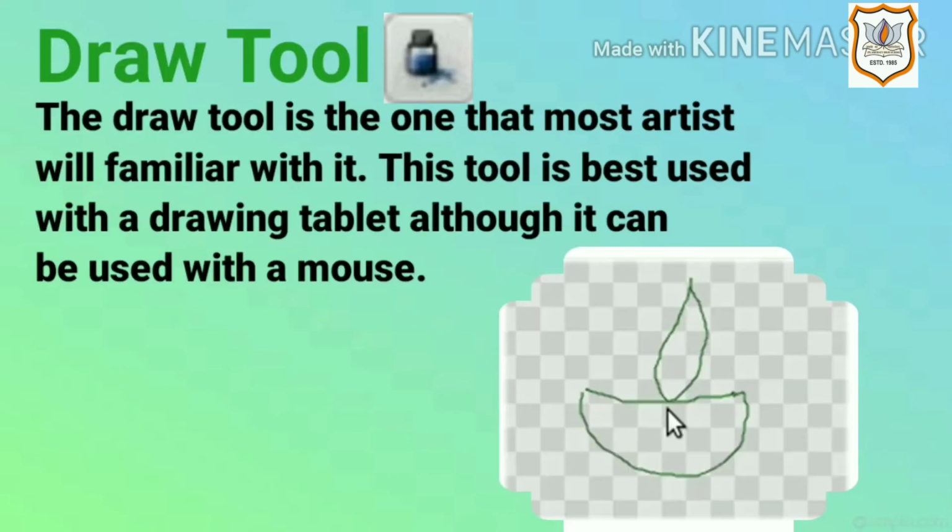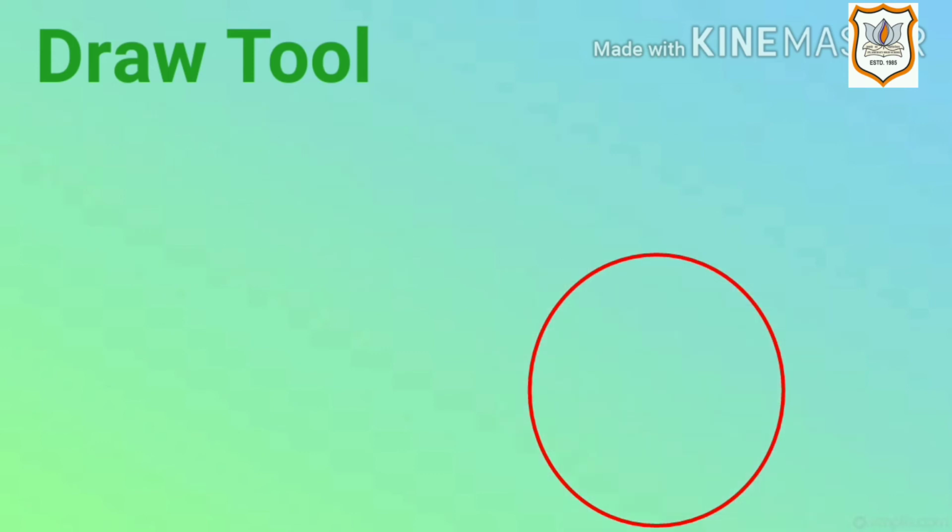After discussing the object drawing tools, now let's discuss some other tools. Draw tool. The draw tool is the one that most artists will be familiar with. This tool is best used with a drawing tablet, although it can be used with a mouse. This image shows the use of the draw tool.